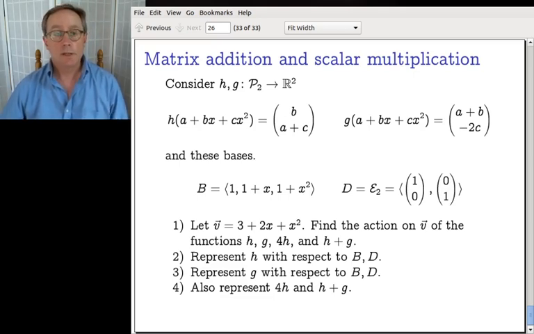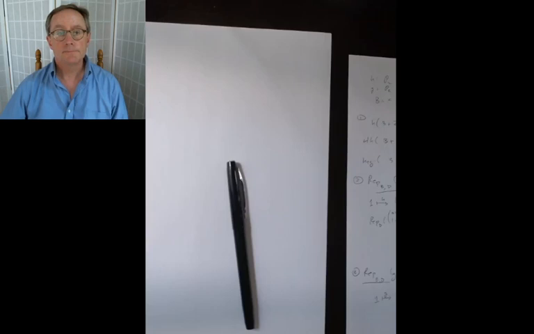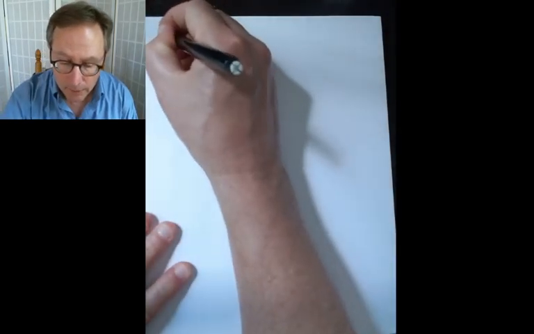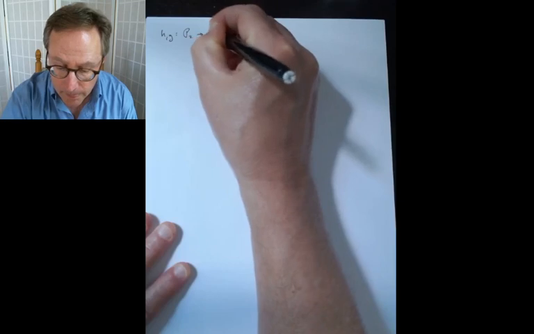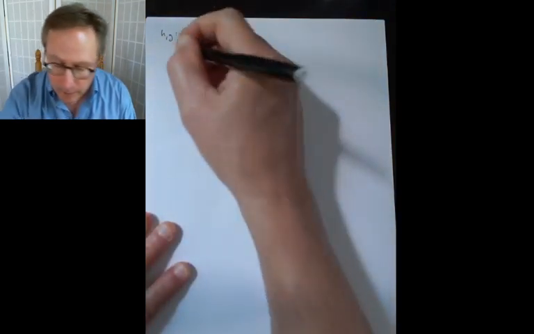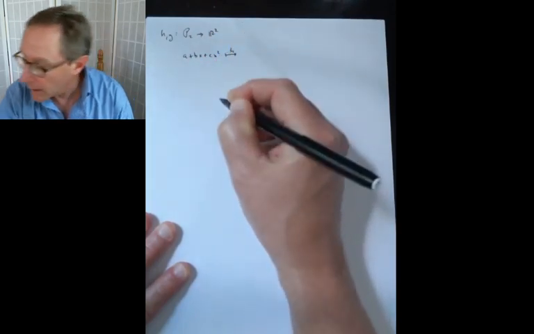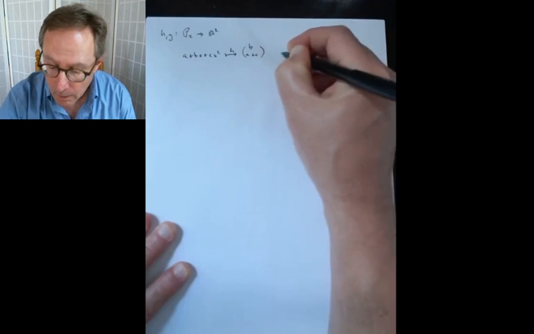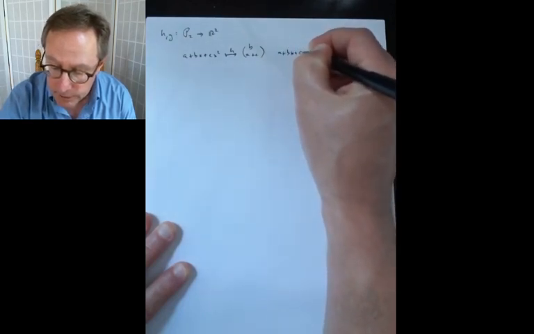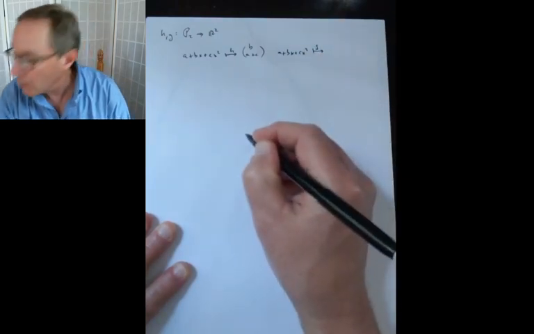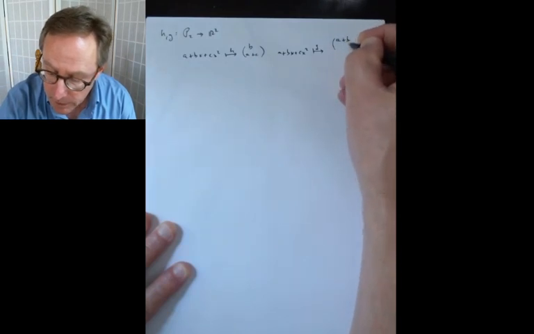Okay, here we go. I just made up an example where we have two maps, and I'm going to consider H and G and H plus G and all that kind of stuff, and then represent those. Okay, let's get started. So H and G map poly 2 to R squared. H takes a plus bx plus cx squared and gets you to b and a plus c. Whereas G takes the same thing, a plus bx plus cx squared, and gets you to a plus b and minus 2c.